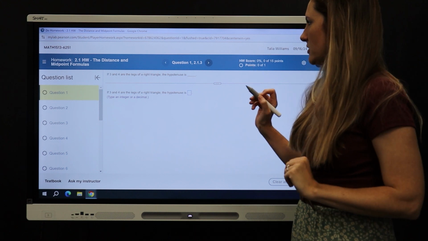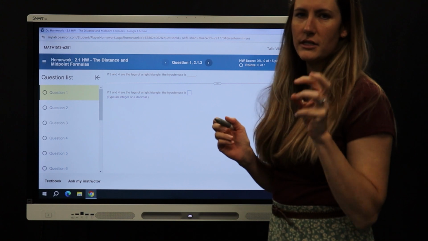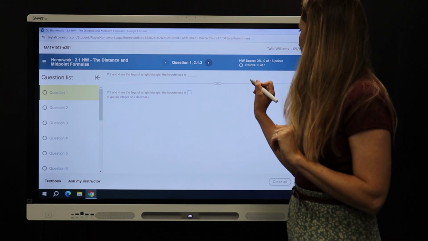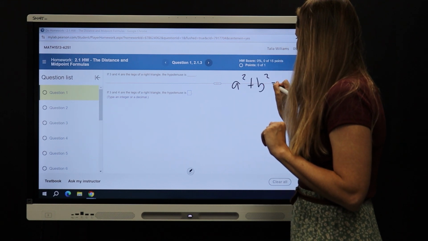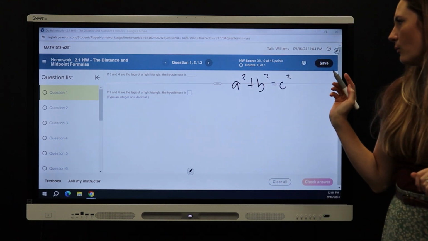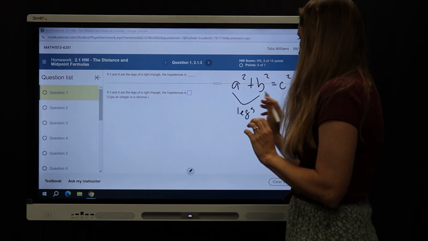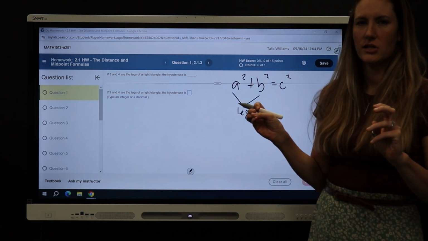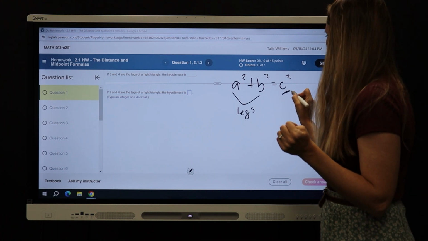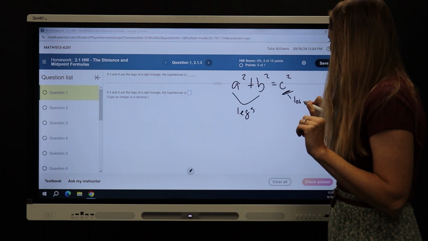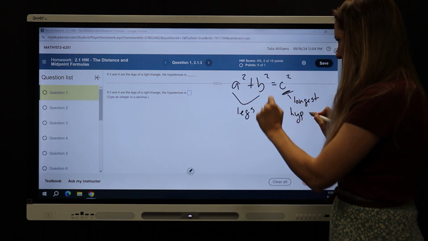So the first question: if 3 and 4 are the legs of a right triangle, the hypotenuse is. This is a refresher of the Pythagorean theorem. We have a squared plus b squared equals c squared, where a and b are legs. It doesn't matter which one's a and which one's b. Just know that they're the shorter two sides of the triangle. And c is your longest side, also known as the hypotenuse, which is what they're asking for.